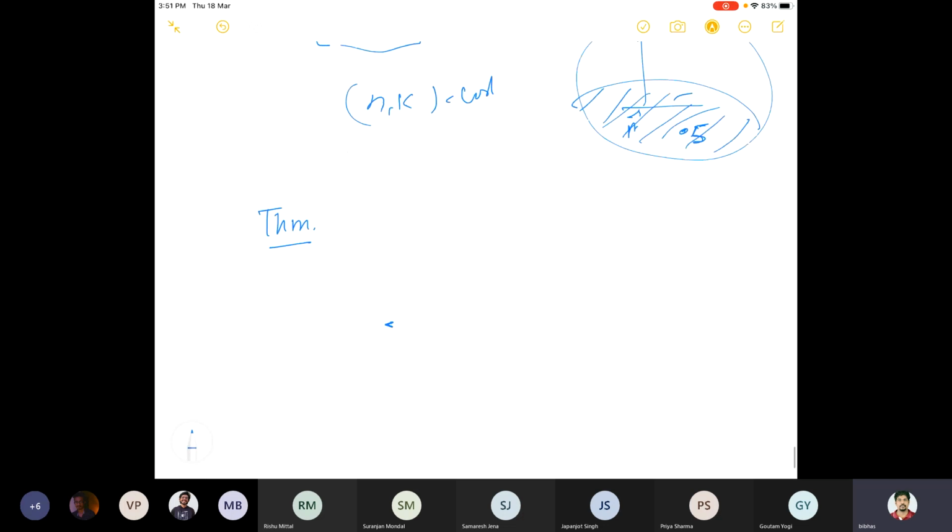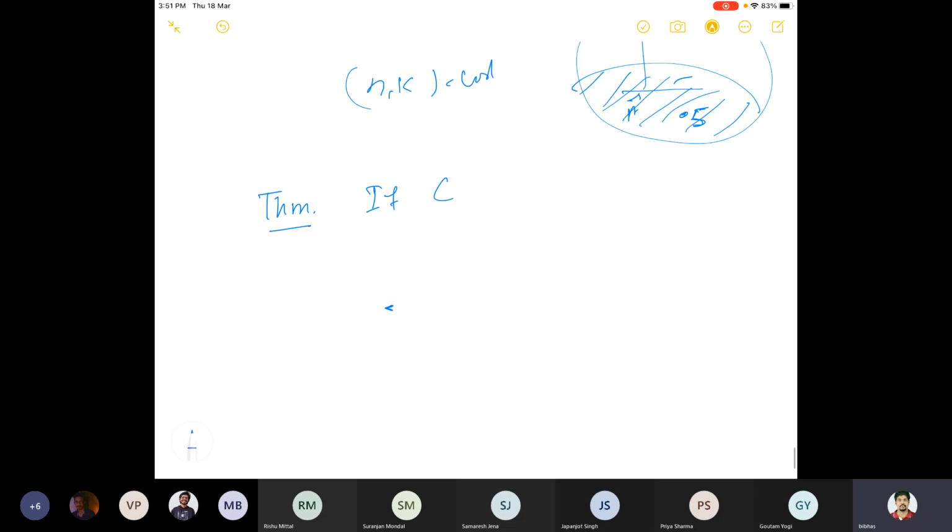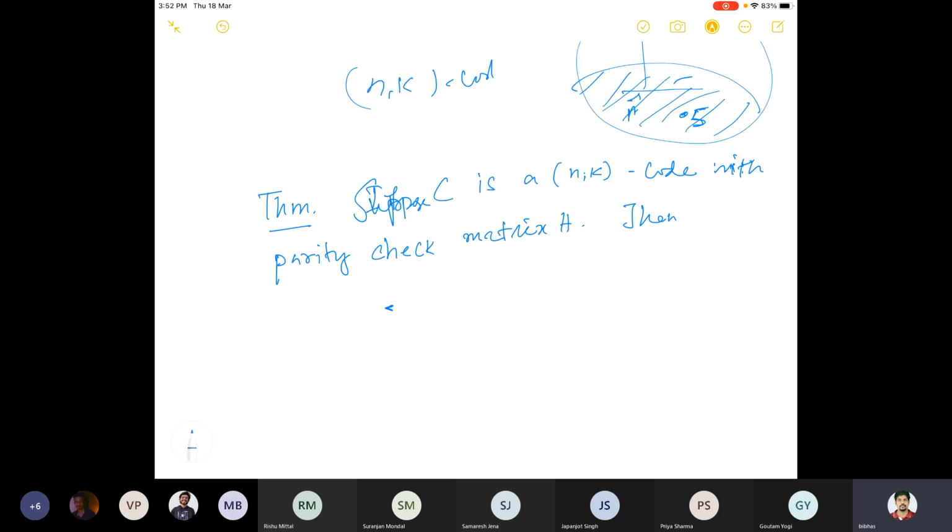So if C is an (n, k) linear code with parity check matrix H, okay, you can suppose C is an (n, k) code with parity check matrix H. Okay, then this is an interesting property of the parity matrix.